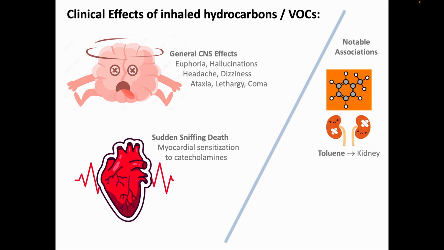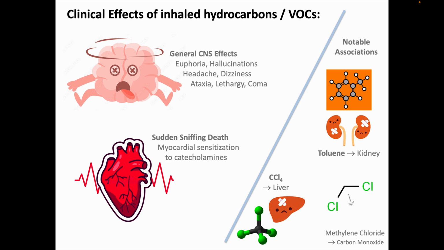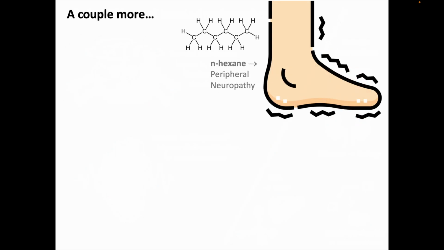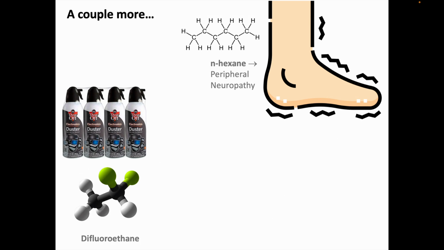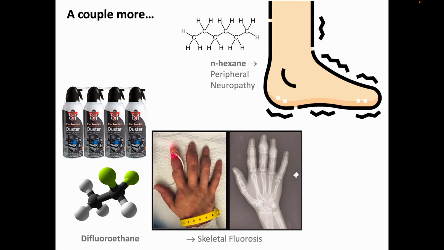Chronic toluene exposure can result in kidney injury and renal tubular acidosis. Carbon tetrachloride and some other halogenated compounds can cause liver damage, and methylene chloride, a common component in paint strippers, is metabolized into carbon monoxide. And there's a couple more, such as chronic exposure to N-hexane can produce a peripheral neuropathy, and there's a surprising number of people abusing dust-off, which is supposed to be used to blast dust off of your computers and electronic equipment, and which contains difluoroethane.